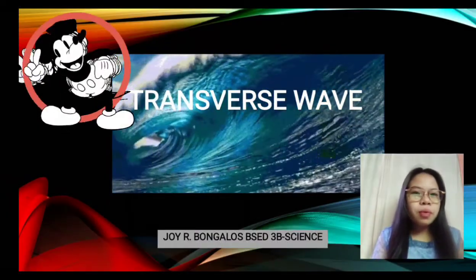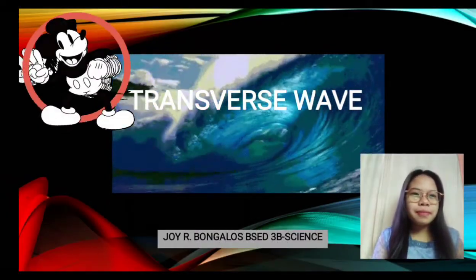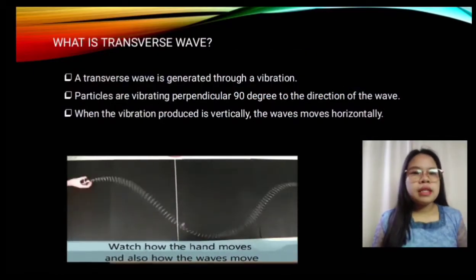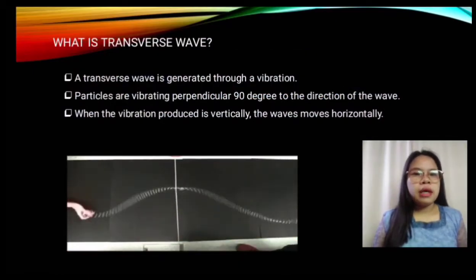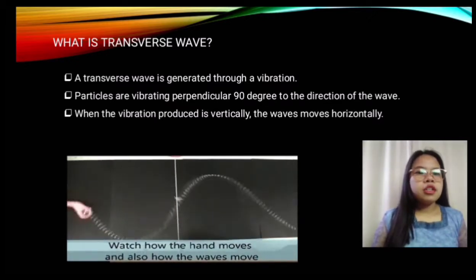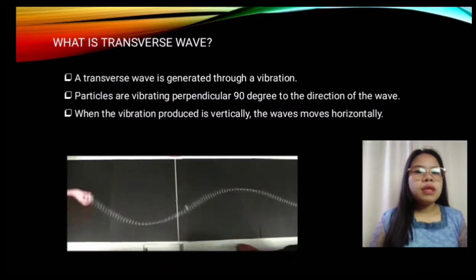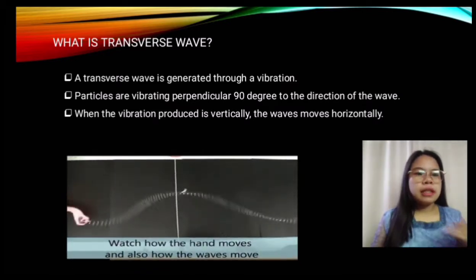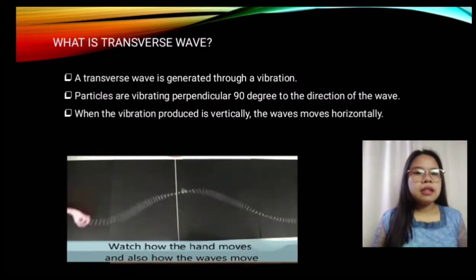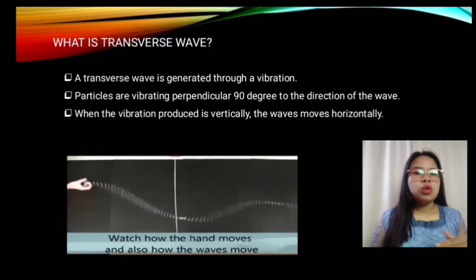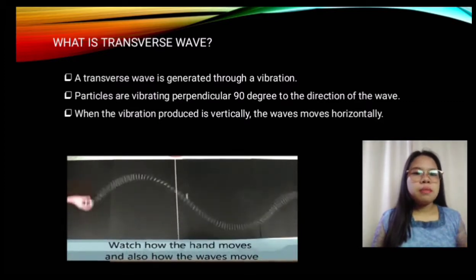So today we will be exploring the transverse wave. So what is a transverse wave? A transverse wave is generated through a vibration. Particles are vibrating perpendicular, 90 degrees, to the direction of the wave. So when the vibration produced is vertical, the wave moves horizontally. This means that the particles are moving up and down, perpendicular to the direction of the wave's motion.